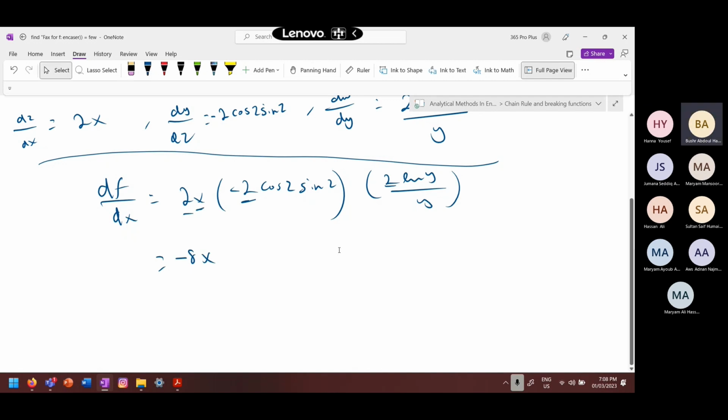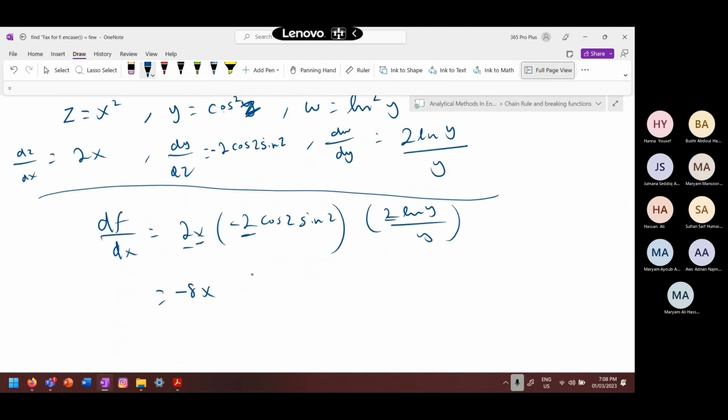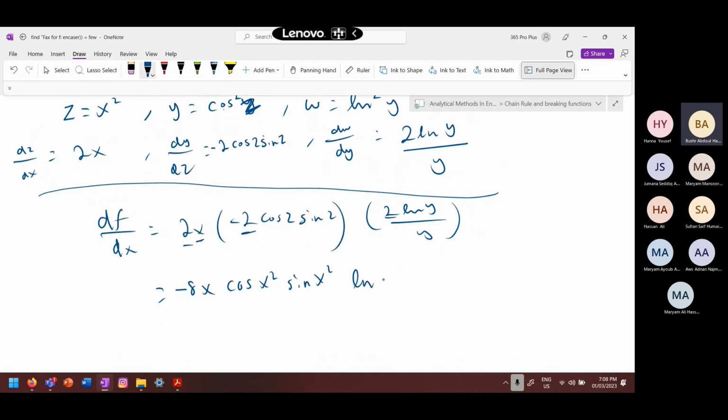So, and for cosine z and sine z, what is z equal to? Cosine x squared, sine x squared, multiplied with ln y. Ln y is equal to cosine squared x squared, right? Cosine squared x squared over y. y is equal to x cosine squared x squared. Okay, cosine squared x squared.